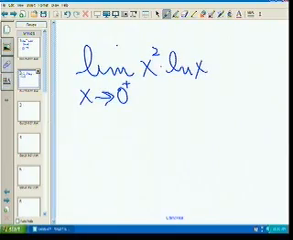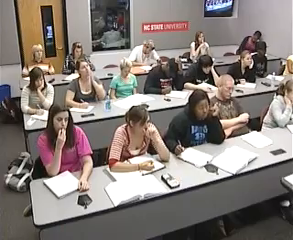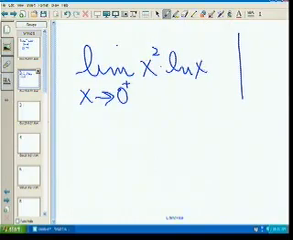Okay, we can't approach 0 from the left because one of these doesn't exist when you're using numbers slightly to the left of 0. And which function is that? Natural log. So natural log looks something like this. It doesn't exist on the other side of 0, so we have to come in from the right only. So what do we have?